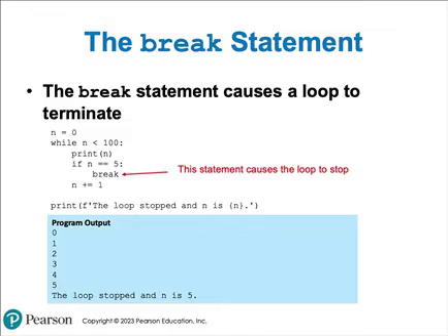Now, there might be some condition. This is an example to show you how this works. This would not be a real life example, because if you really only wanted it to execute 5 times, then you would say n is less than 5. But it's a good example nonetheless. If n is equal to 5, it's going to break, which means it's going to jump out of the loop and then continue on with the print statement, which in this case prints loop stopped and n is 5. So break totally gets you out of the loop.